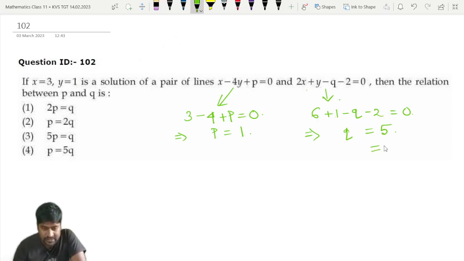So that means, can't I write q is equal to 5p? Yes, we can write q is equal to 5p. So which option? q is equal to 5p, that means option 3 is the correct answer. Okay, option 3 is the correct answer. Now let's move to the next question.